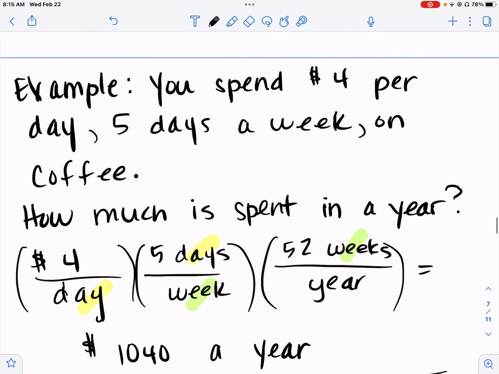Example, you spend $4 per day, 5 days a week on coffee. How much is spent in a year? So $4 a day times 5 days a week. The days cancel. 52 weeks are in a year, so we multiply 4 times 5 times 52. The weeks cancel. So that's $1,040 per year spent on coffee.